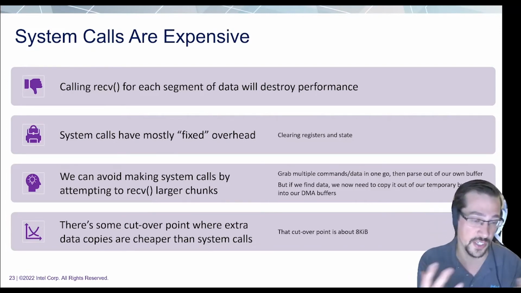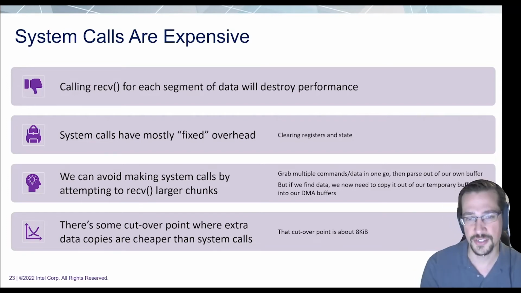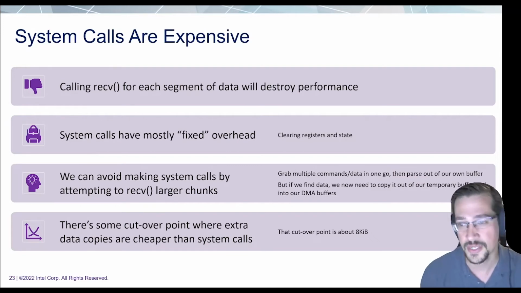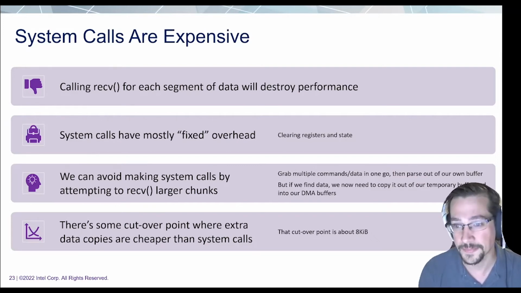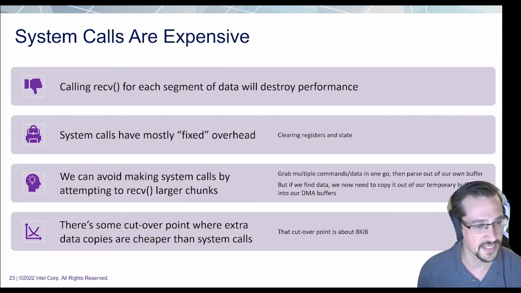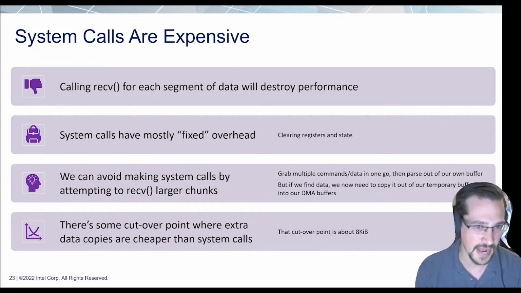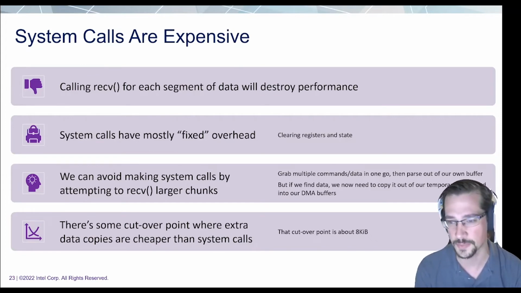That's a great optimization. We do that in SPDK. But when you don't know what is next, it's best to speculative receive 8K, at least on these platforms, and then parse and copy, which is really interesting. That's probably larger than most people would have expected. But generally speaking, copying is relatively fast compared to the system call overhead.